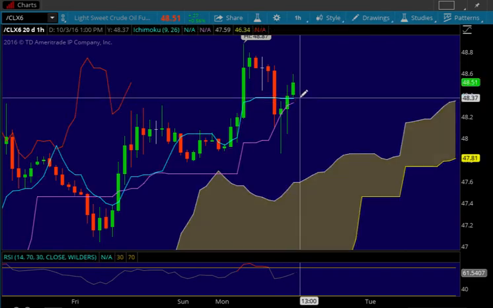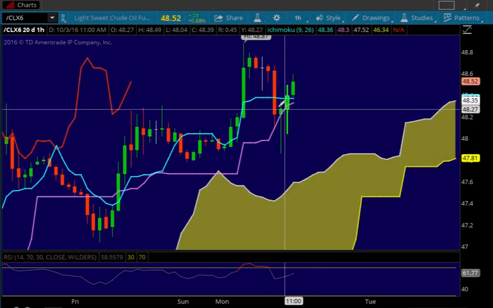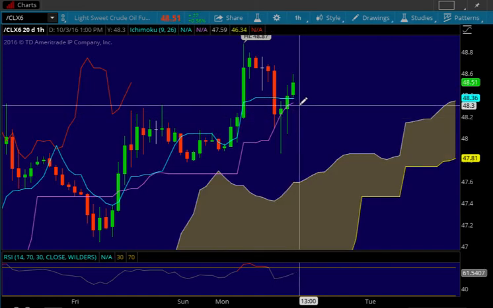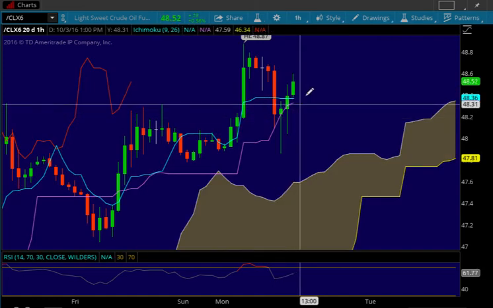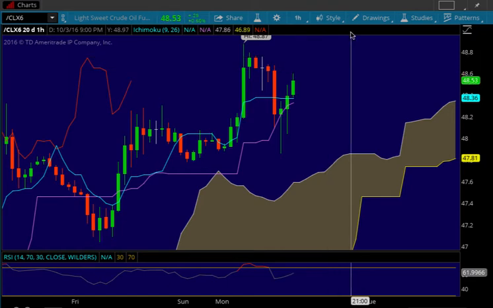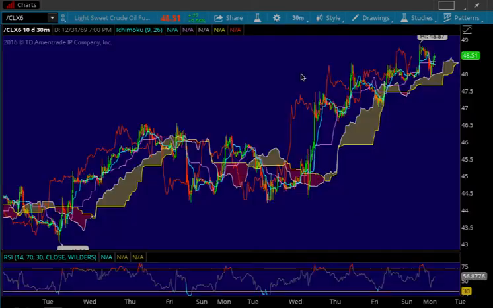So keep an eye out for that happening. We do have some strong bottoming tails here, so obviously there's buyers in this area, but it's not a very high volume day, so you know anything could happen, right? So let's go to the 30-minute time frame.